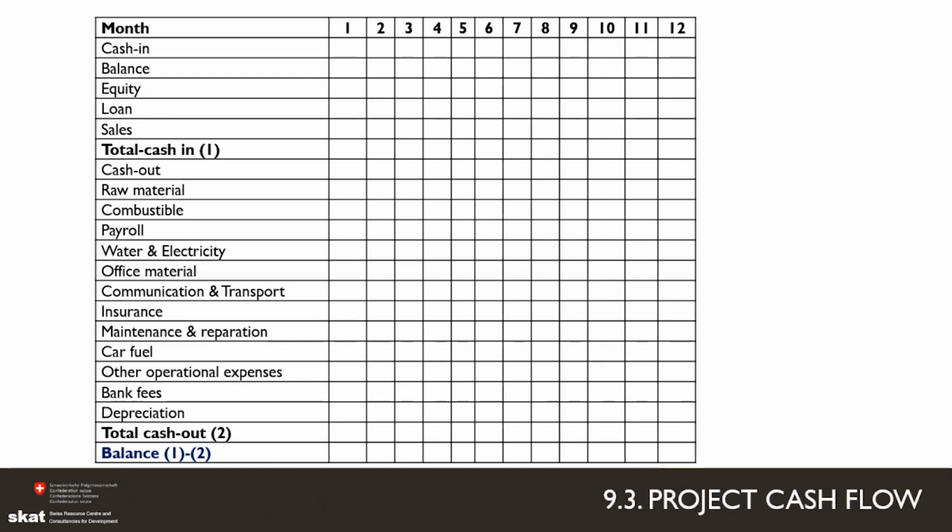So you need also to calculate the cash out. That is the money I have spent or will be spending on raw material, combustible, the payroll, water, electricity, maintenance, etc. At the end of the day, you need to calculate the balance, because the balance is very important. If the cash flow is positive, it's a good element. If it is negative, you need to revise the cash out. What can I do to minimize it in order to get the right balance?